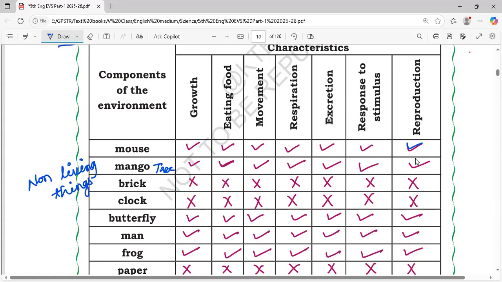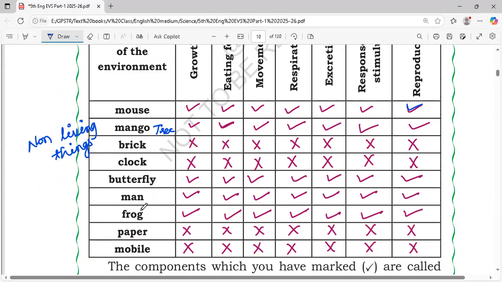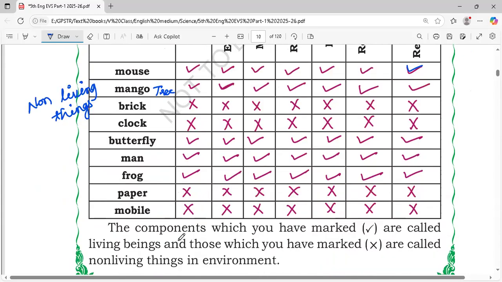Clock: all properties, all characteristics do not take place. Butterfly, man, frog: all characteristics we can see. Paper and mobiles are non-living things. Therefore, living properties do not take place in these. The components which are marked right are called living beings, and those which are marked false are called non-living things.